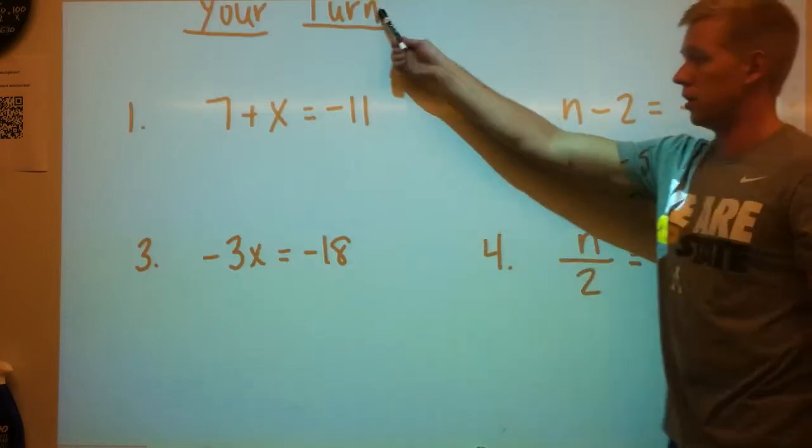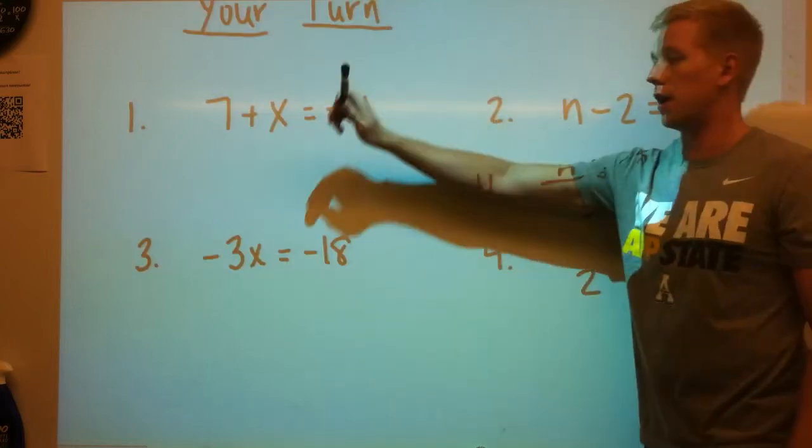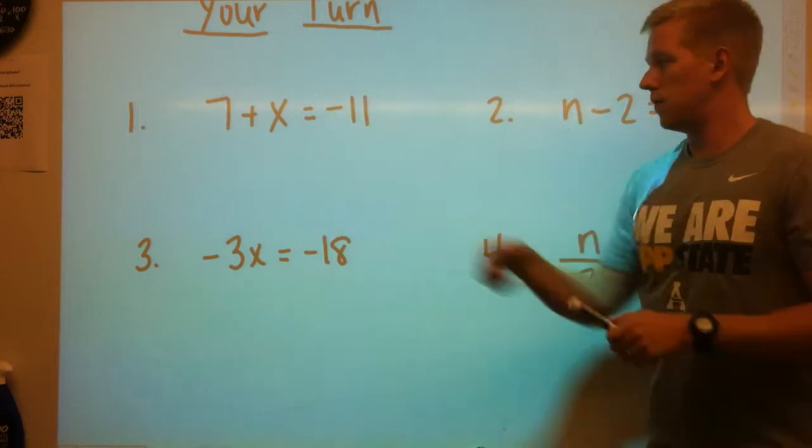Those are the 5 big things that you need to know in order to help you do your turn. So your turn, you got 4 problems. It's going to be on you. I'm not helping you. I'm not doing them. I want to see if you can go back, look at what we just did, and apply it to these problems here. I'm going to give you a hint.